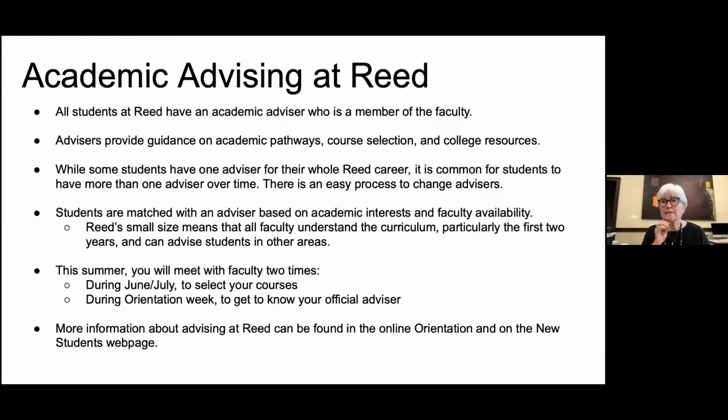This summer, a select group of faculty will advise incoming students for their course selection for the first year. These summer advisors are experienced in advising and are looking forward to working with students to help you develop your plan for classes. So this summer, you'll meet with faculty twice, during June and July, to select your courses. And then during orientation week, you will get to know your formally assigned academic advisor. It may, for some of you, be that your summer advisor is also your academic advisor, but for many of you, that will not be the case. So you'll actually get 2 for 1 in this first semester.